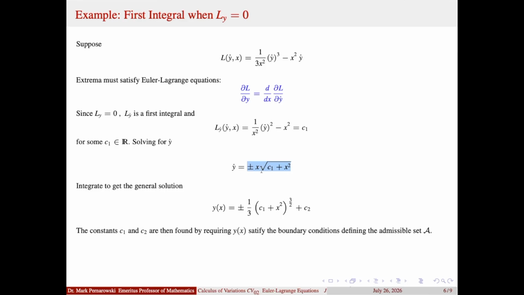Well, if y dot is that, and that's some arbitrary constant, I can merely just integrate both sides to find out what y of x is. So y of x must be plus or minus 1/3 times this thing to the 3/2 plus a second arbitrary constant. So to reiterate, if the Lagrangian was this, and I'm taking the integral of it and extremizing it, then y must have this form for some constants C1 and C2.